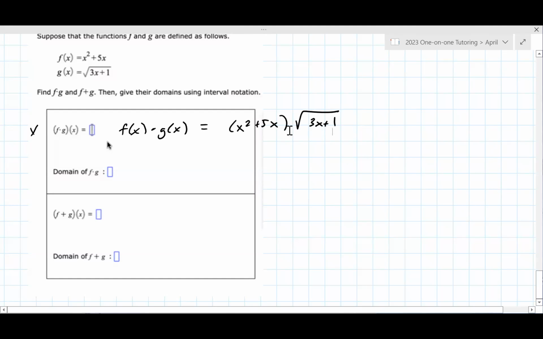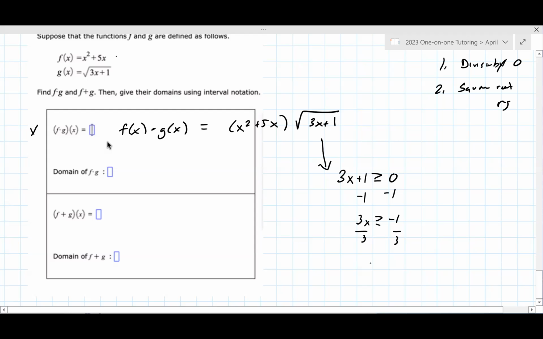As far as domain, you look at them separately. You look at f of x first: are there any restrictions? There's only two things you're ever looking out for: division by 0, which you don't have because there's no division in the first one, and square root of a negative, which you do have in the second one. So the first one has no restrictions. The second one does. You have to set the part under the root greater than or equal to 0. Right. Because it can be 0, it just can't be negative. So x has to be greater than or equal to negative 1/3.